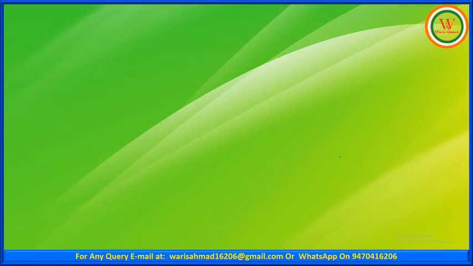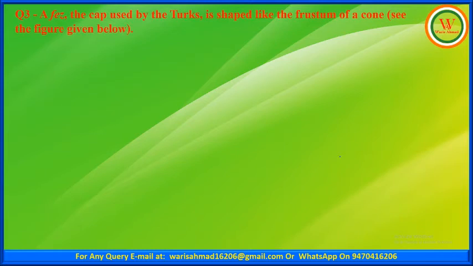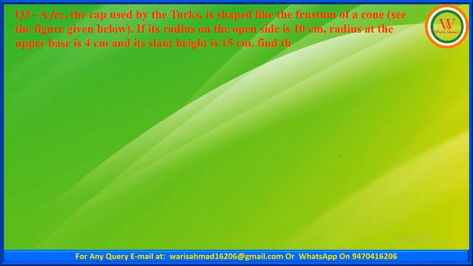Let us have question number 3. A fez, the cap used by the Turks, is shaped like a frustum of cone as given in the figure. If its radius on the open side is 10 centimeter, radius at the upper base is 4 centimeter, and its slant height is 15 centimeter, find the area of material used for making it.